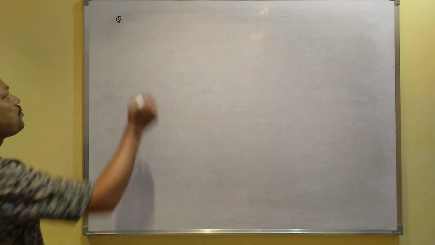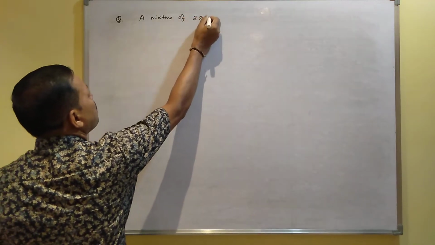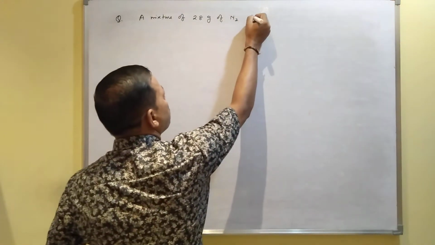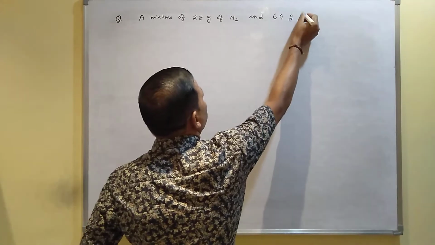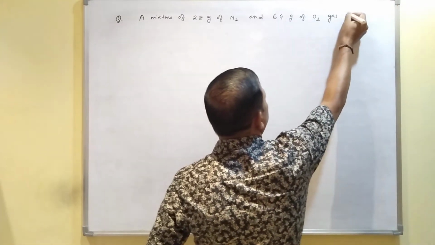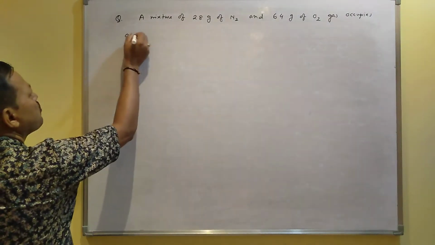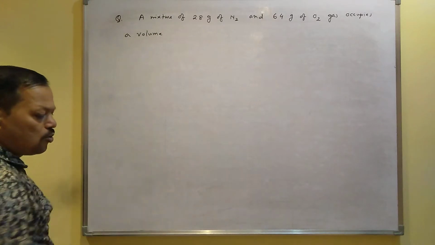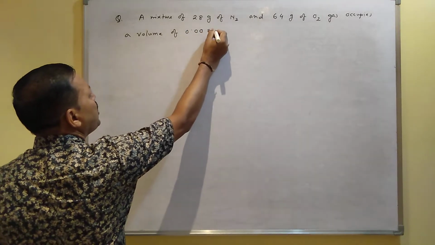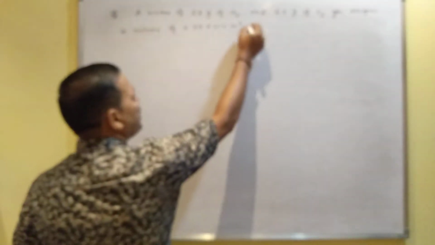So question number 1: a mixture of 28 gram of nitrogen gas and 64 gram of oxygen gas occupies a volume of 0.008314 meter cube at 300 Kelvin.